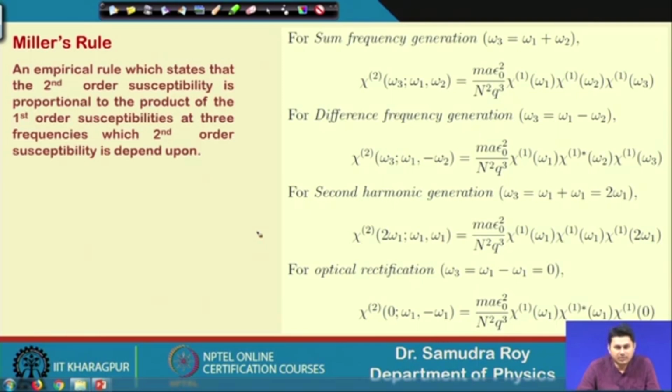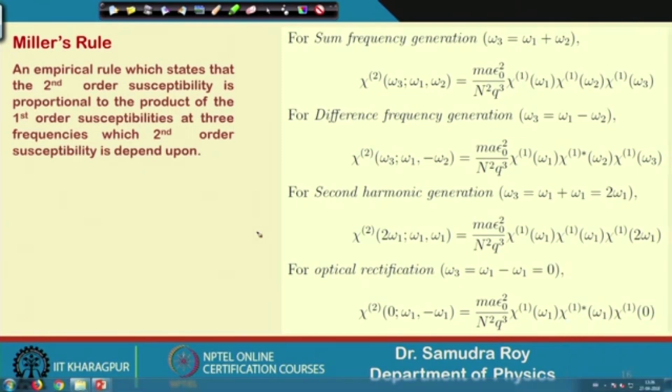The second order solution gives us a generating term related to the displacement, the first order displacement, and if you carry on the calculation, this second order displacement leads to the second order susceptibility term from the polarization concept, and eventually we get the relationship between the second order susceptibility and the first order susceptibility through Miller's rule. So, with this note let me conclude here. See you in the next class.